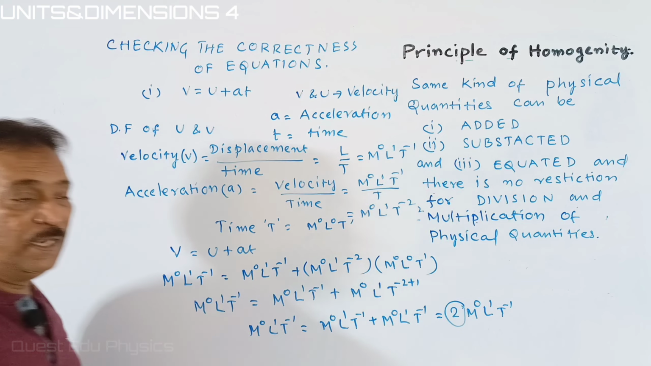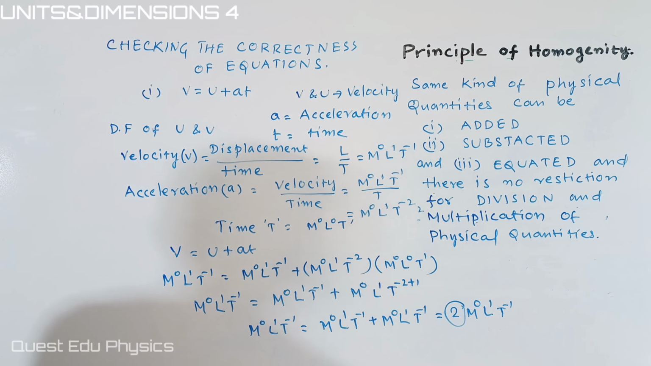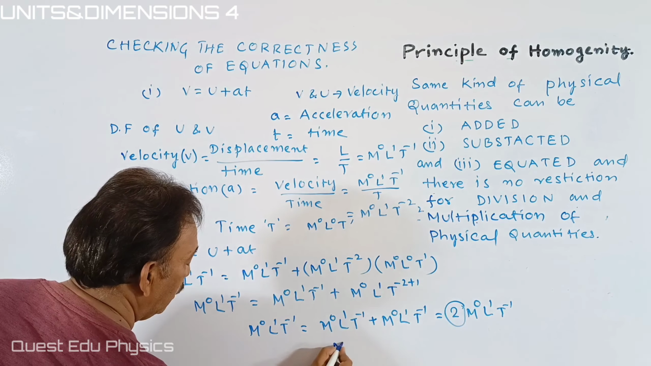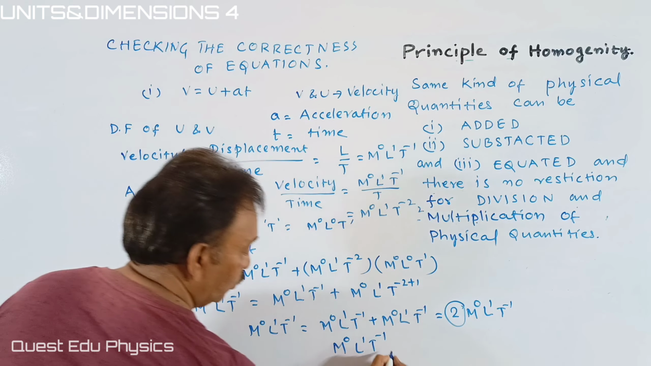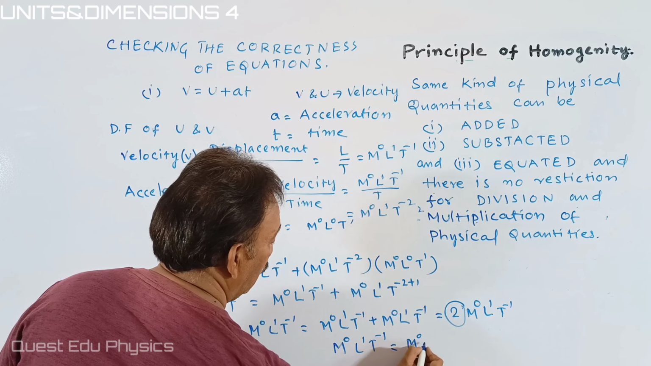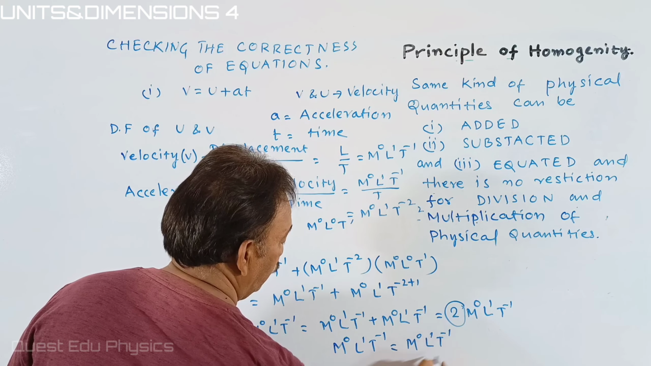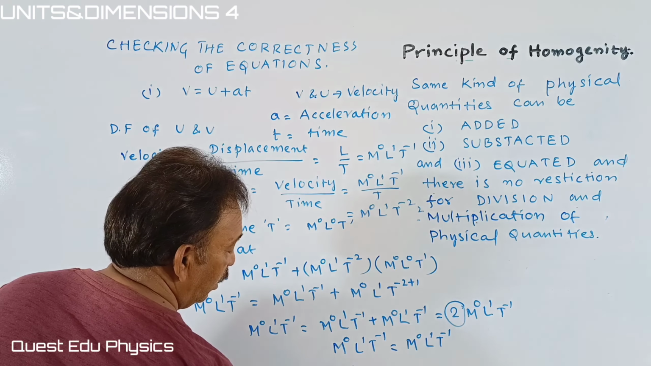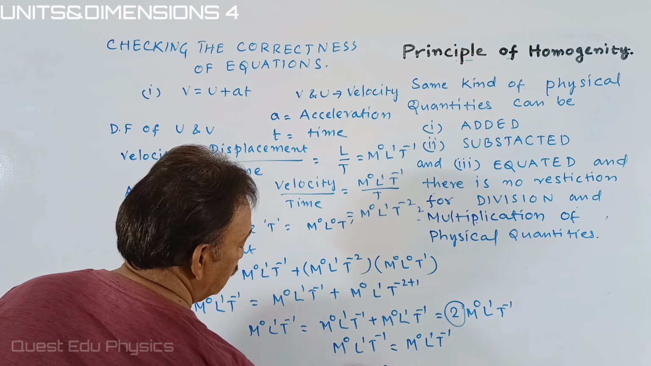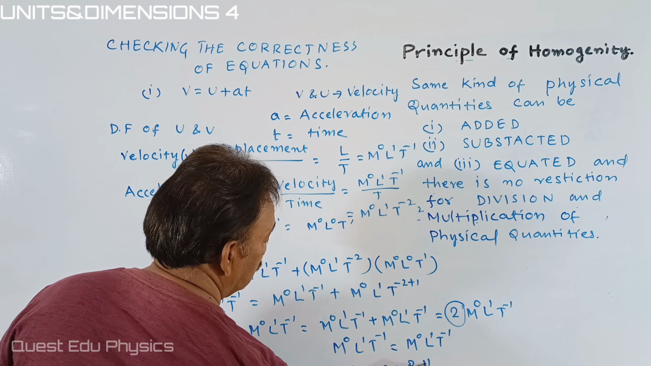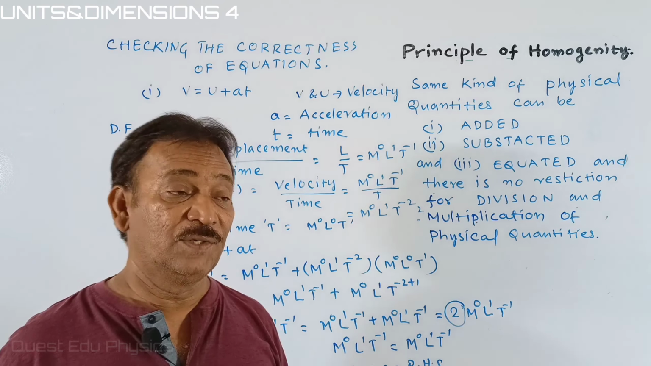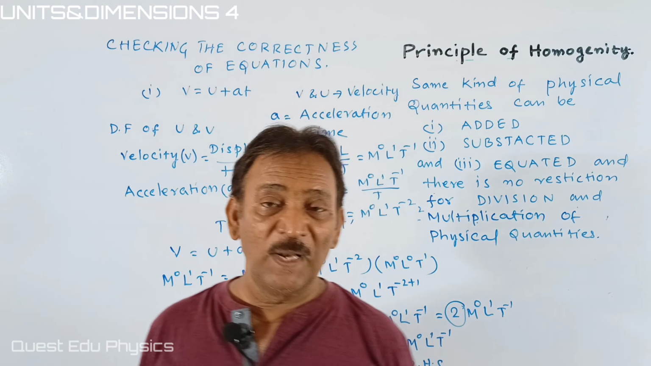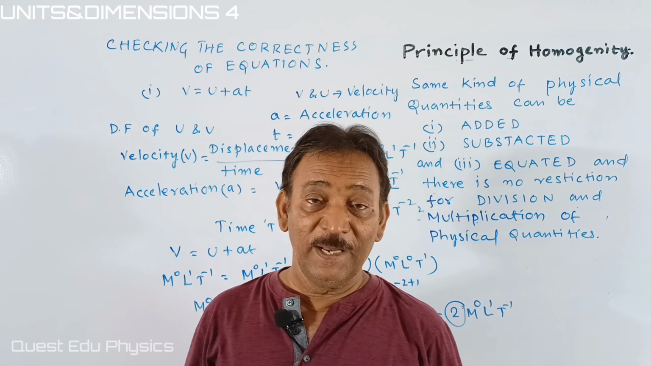Numbers don't have any meaning in dimensional analysis, students. Finally, we can write M0 L1 T inverse is equal to M0 L1 T inverse. Both are the same. LHS is equal to RHS. It tells us that this equation V is equal to U plus AT is dimensionally correct, students.